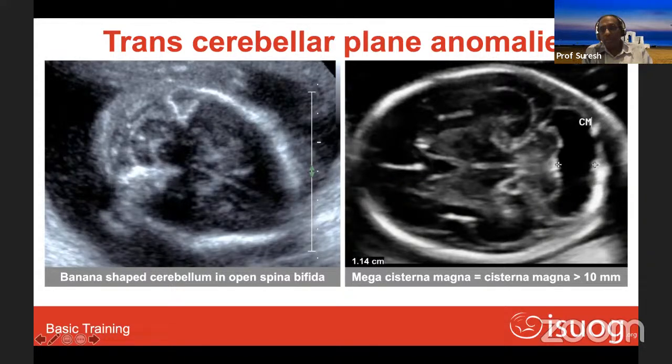Whereas here, there is an enlarged cisterna magna, which is more than 10 millimeters. The cerebellar hemispheres are intact, and the vermis of the cerebellum is also seen, but the cisterna magna is dilated.